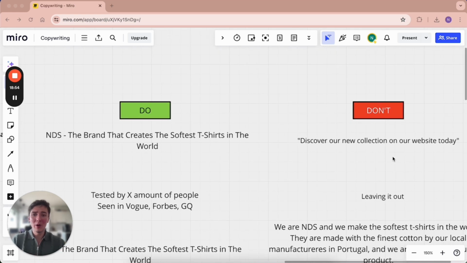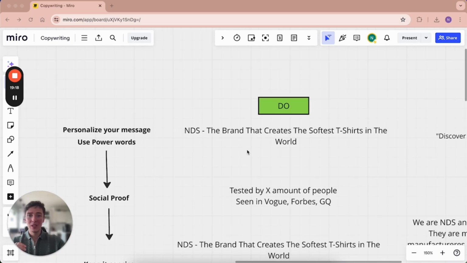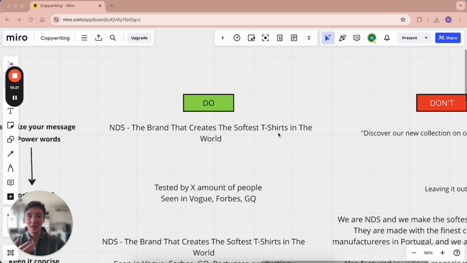So compared to this don't, which is basically discover our new collection on our website today, that isn't really personalized, even though I'm selling the softest t-shirts in the world, right? Because over here, you're betting that people will find out or people already know. And we don't really want to take risks in marketing when it comes to things that we can basically figure out from the beginning, right? And what I mean by power words here is, for example, in this example right here, the brand, the softest t-shirt. So instead of saying a brand that creates soft t-shirts, using the softest in this case powers up the claim I'm trying to make, right?